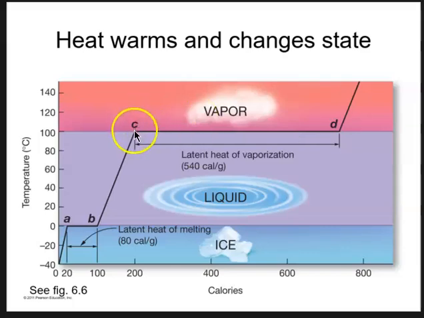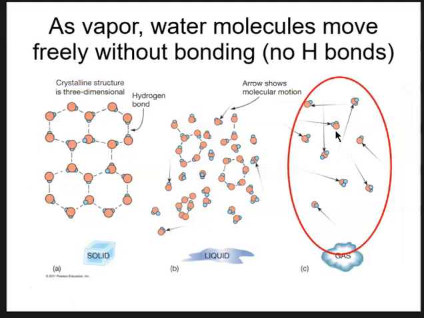Okay, so at C, we have water as a liquid at 100 degrees Celsius, and at D, we have water as a gas at 100 degrees Celsius also. Okay, so what does water in the gas form look like? It looks like molecules that are not attached to each other. There are no hydrogen bonds here, and they are all moving completely freely.